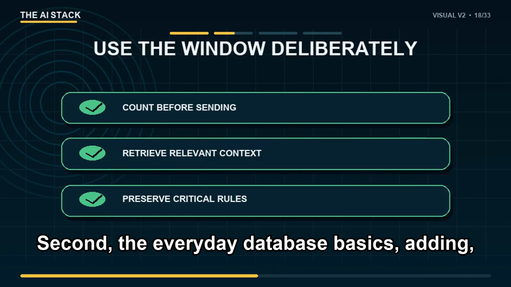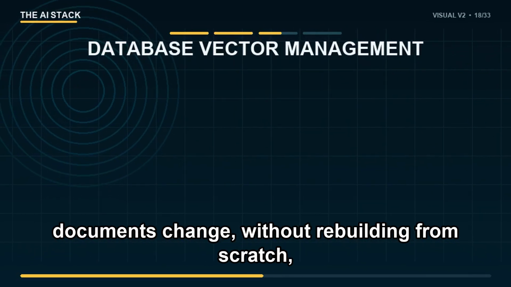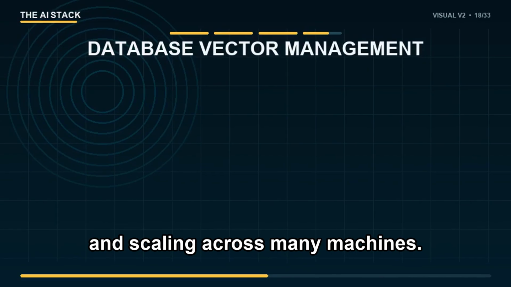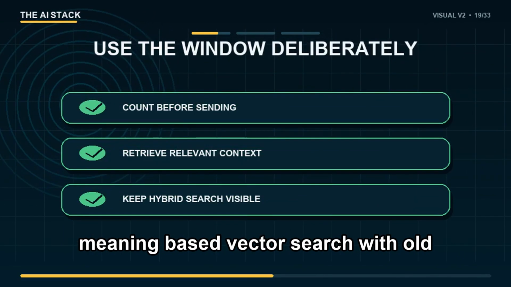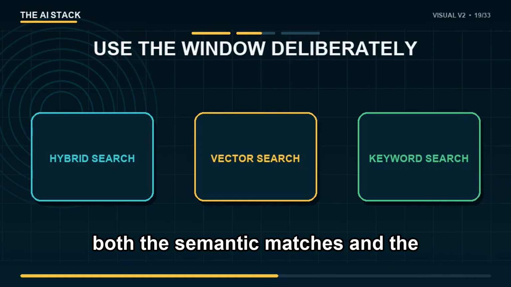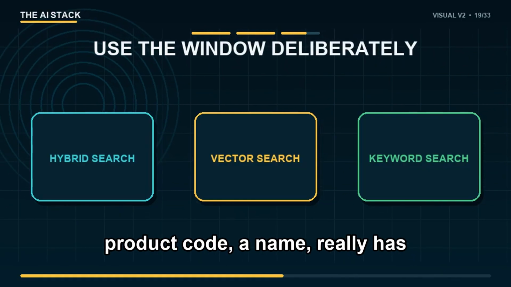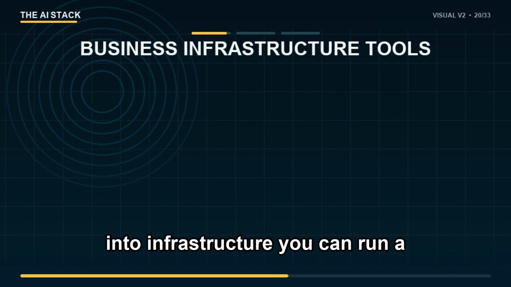Second, the everyday database basics, adding, updating, and deleting vectors as your documents change, without rebuilding from scratch, plus saving it all to disk and scaling across many machines. And third, hybrid search, combining the meaning-based vector search with old-fashioned keyword search, so you catch both the semantic matches and the cases where an exact word, a product code, a name, really has to appear. Together, those turn a search trick into infrastructure you can run a business on.